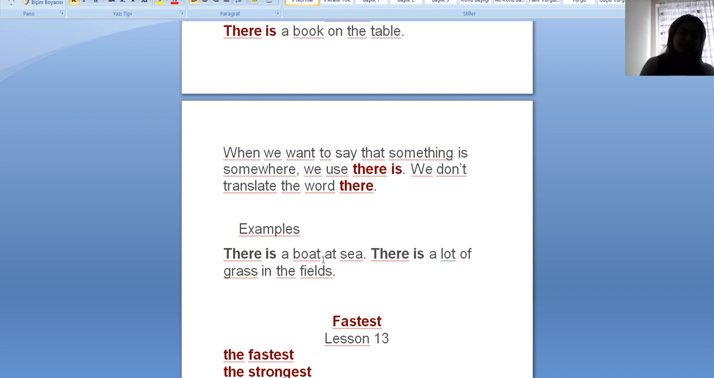Examples. There is a boat at sea. There is a lot of grass in the fields.